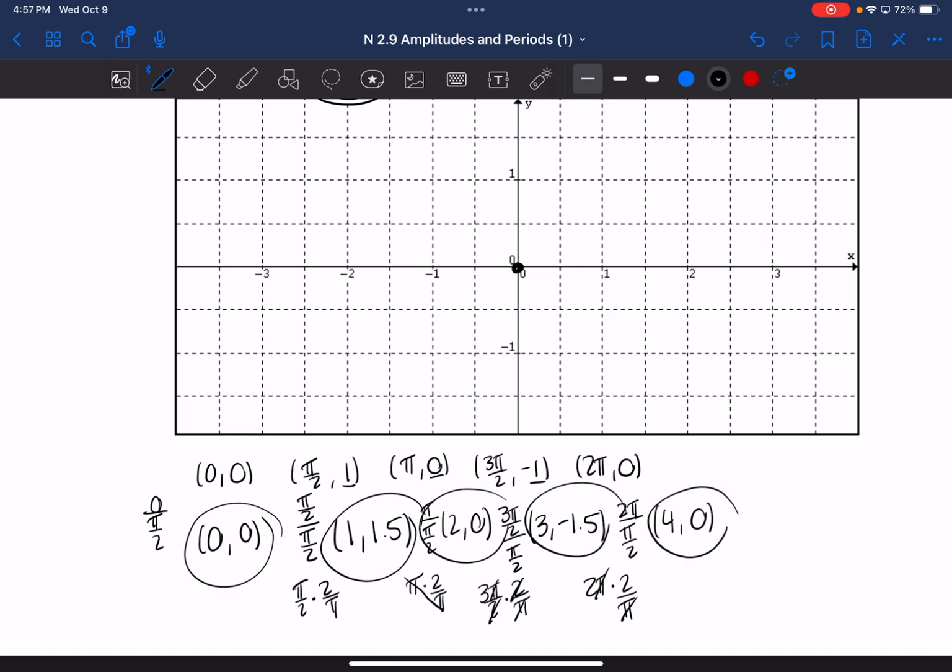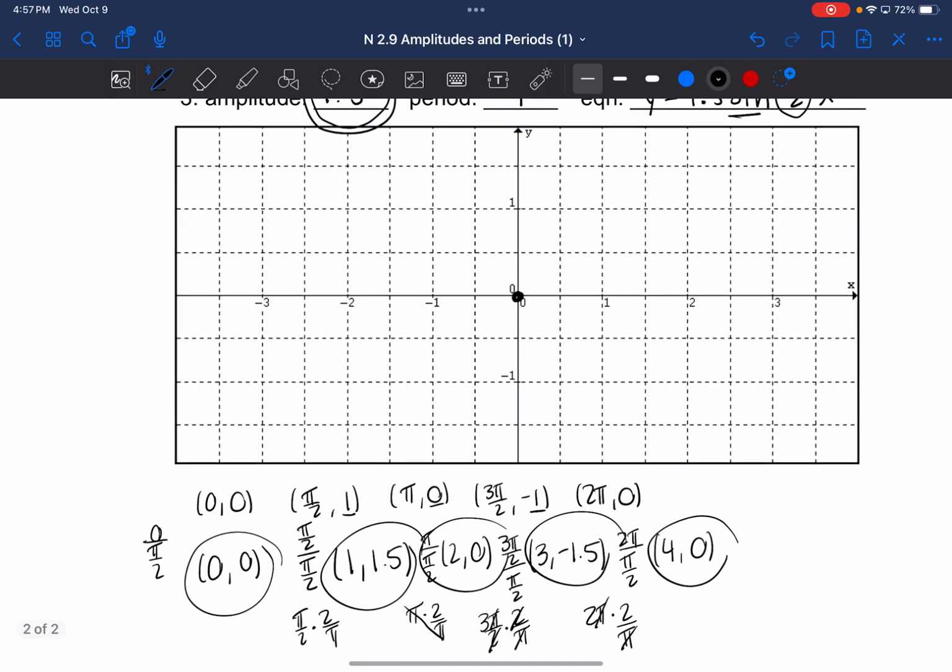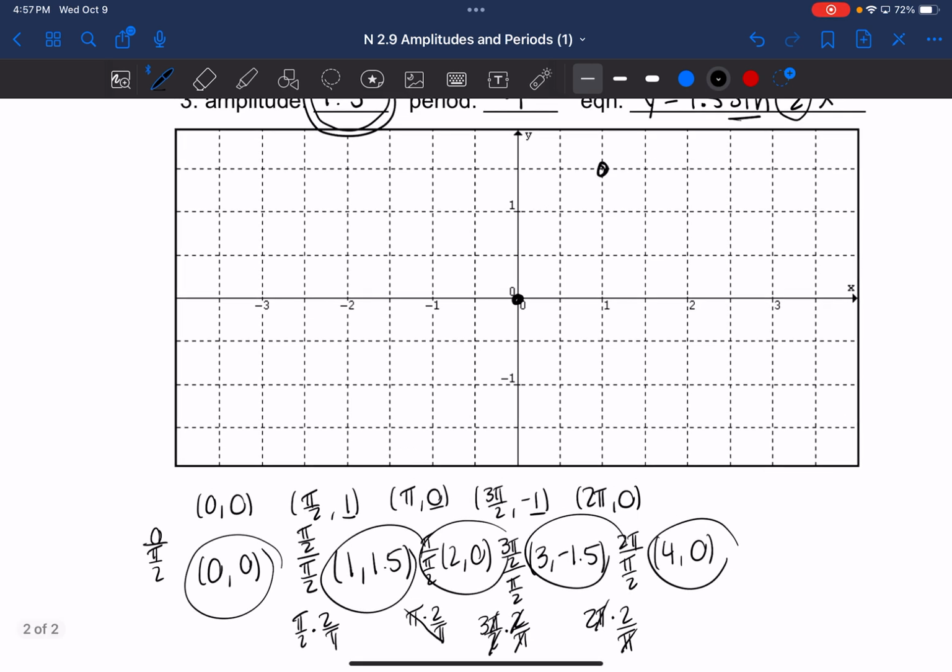So my first point is at 0, 0. My next point is at 1, 1.5. My next point is at 2, 0. Our next point is at 3, negative 1.5. And my final point is at 4, 0. So my graph would look something like this.